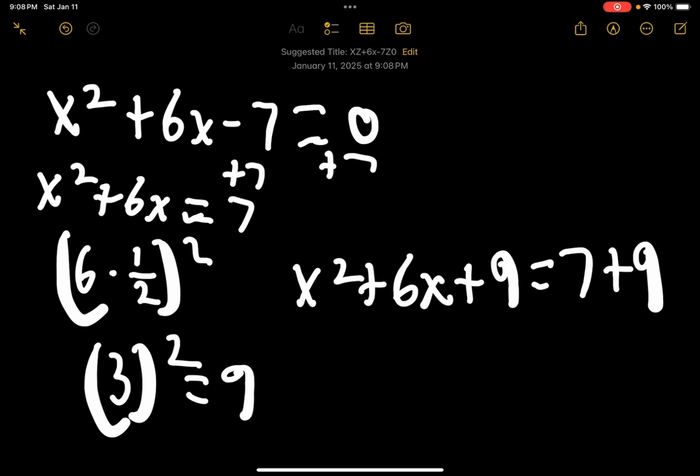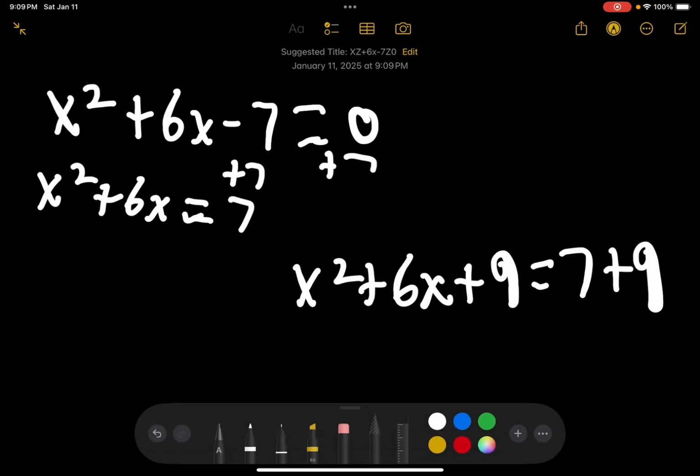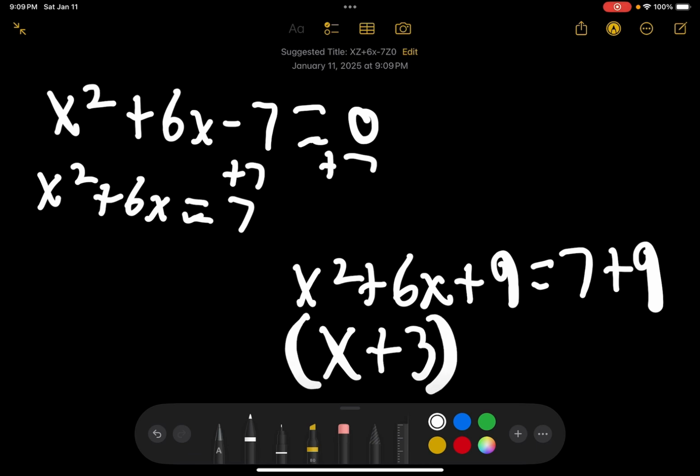This is what we got so far. Next, we do the perfect square. X squared plus 6x plus 9 is a perfect square. So we do x plus 3 in parentheses squared, and then 7 plus 9 right here is 16. So 16.